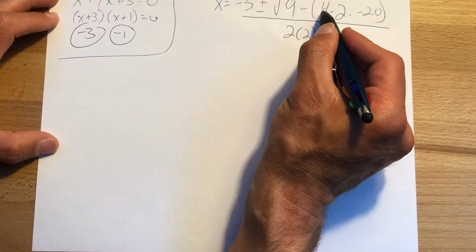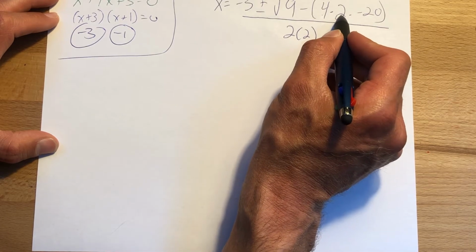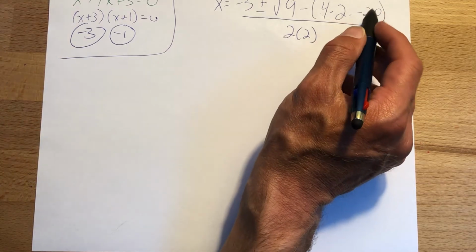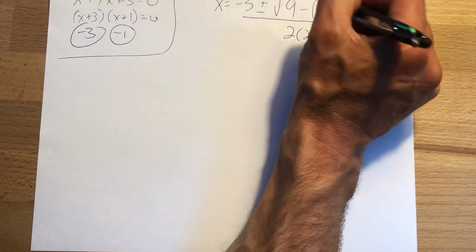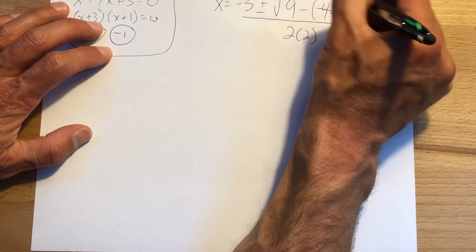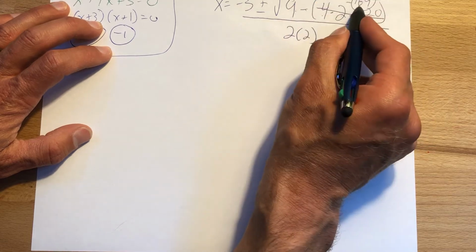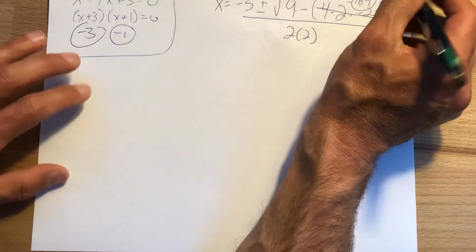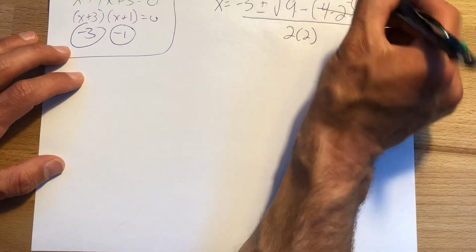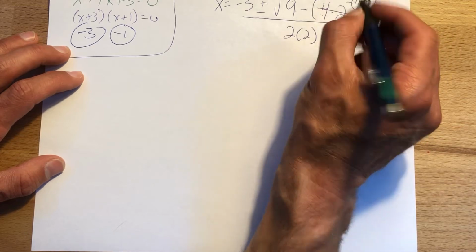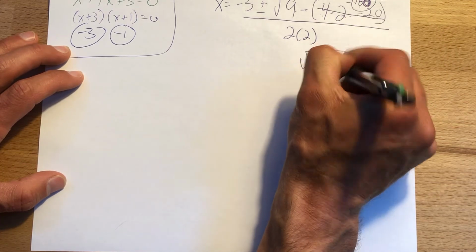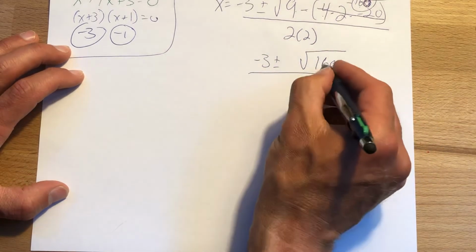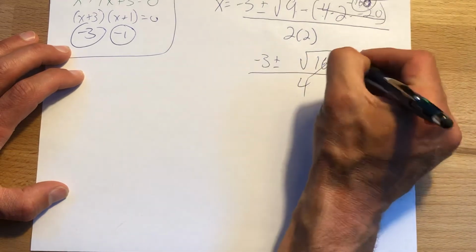Okay, and then I'm going to simplify this. 4 times 2 is 8 times -20 is -160. 9 minus -160, sorry, I was doing 9 minus -160 is the square root of 169. So you have -3 plus and minus square root of 169 all over 4. Square root of 169 is actually 13.